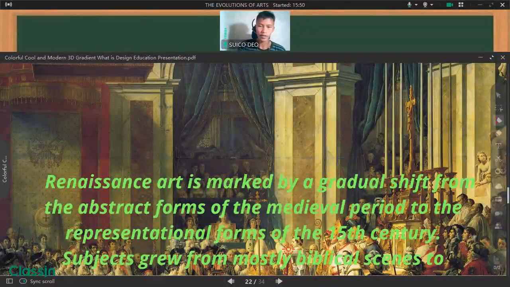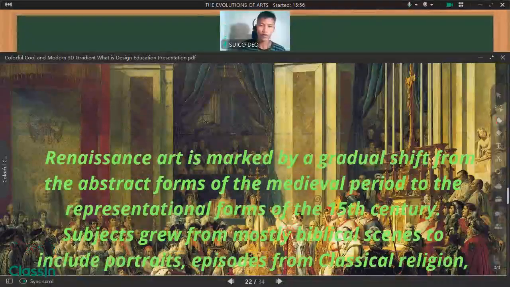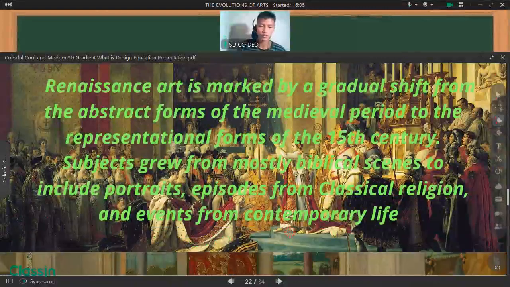Renaissance art is marked by a gradual shift from the abstract forms of the medieval period to the representational forms of the 15th century. Subjects grew from mostly biblical scenes to include portraits, episodes from classical religions, and events from contemporary life.